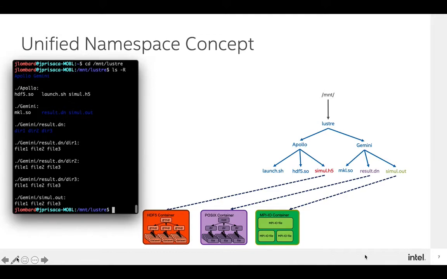But what is also interesting is that when you have a POSIX container, like in the case of MPIO or the POSIX container represented here under result.dn and simul.out, it will be interesting to be able to automatically expand the content of the container, so that when the user does cd mnt lustre gemini result.dn and ls, they can automatically see the content even if it is in DAOS at that point. So what is represented here on the left side in the shell script is really the view that we want to provide to the end user.